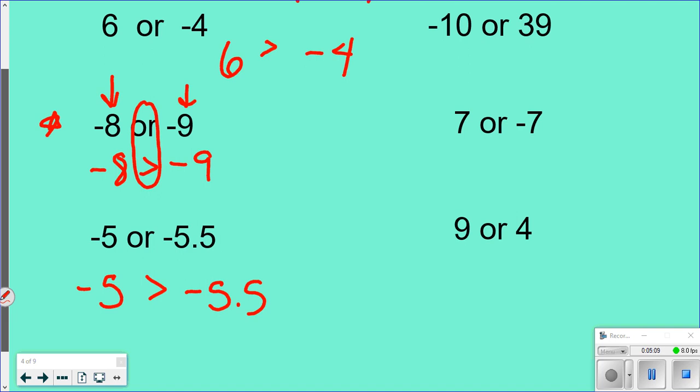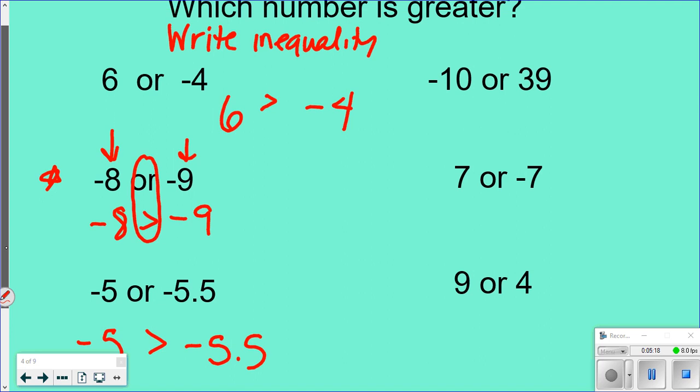Another thing I think about is temperature. What's colder here? Well, negative 5.5 is colder than negative 5. So I know this is going to be the greater number. People always get mixed up on the negative signs.